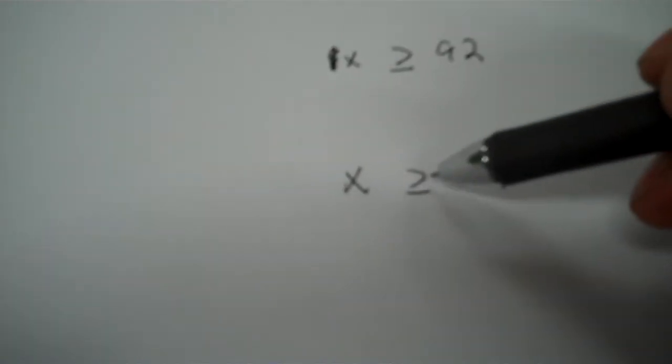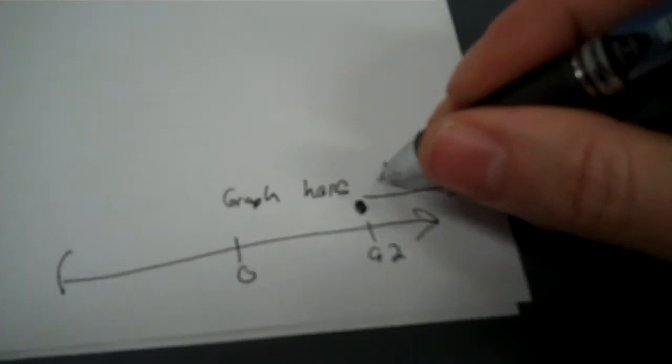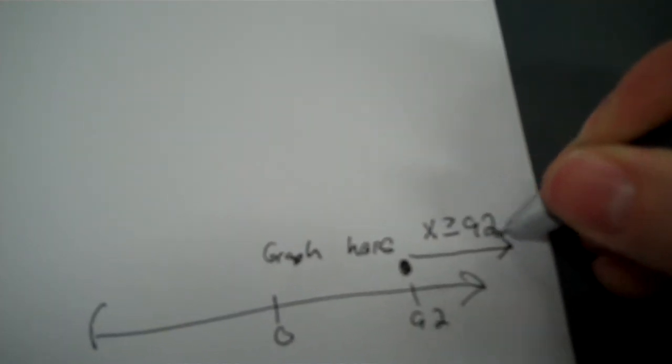Okay, now graph here on your number line, put a 0, put 92. You're going to circle, you're going to fill it in. Now does that sign eat the x? It eats the x, so it goes this direction to the right, the greater than direction. Now on that line you put x greater than or equal to 92.